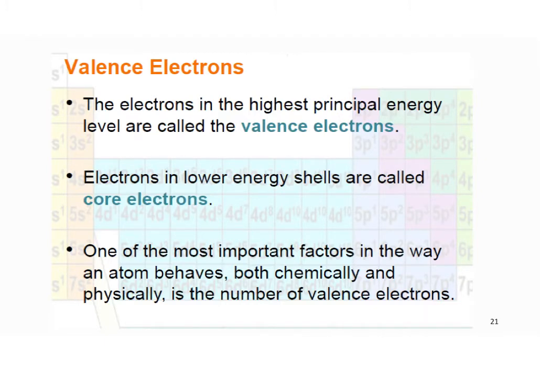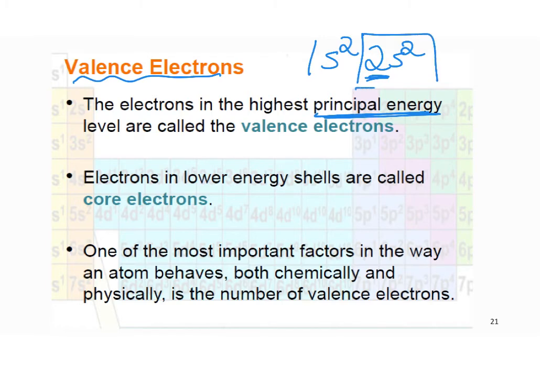Alrighty, we're getting close to being done. So we have talked about electron configurations, and especially when we get into chemical reactions, we'll be talking about valence electrons. Those are the electrons in the highest principal energy level. So, for example, if I had electron configuration 1s2, 2s2, 2 is the highest principal energy level, and the second energy level in this atom has 2 electrons. So we would say this has 2 valence electrons.